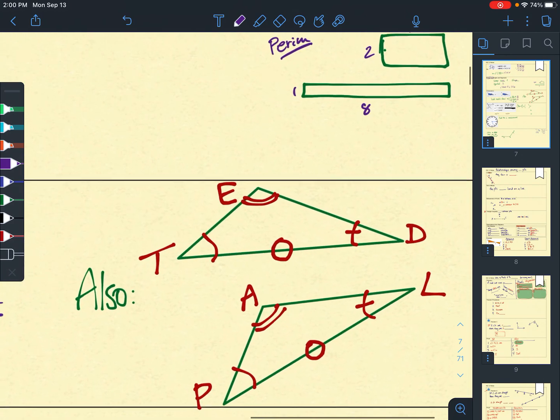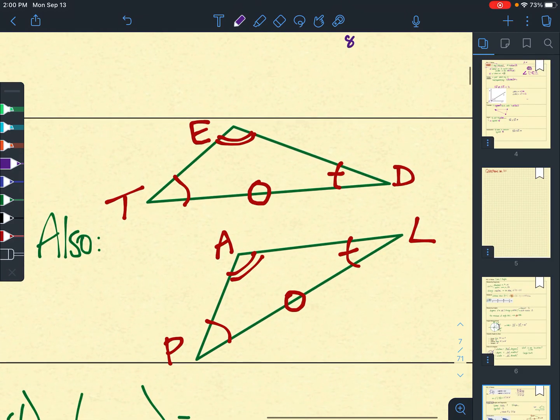Now, angles, be careful. I'm not going to write it. You don't need to copy this down. I just want to highlight something with angles. Angle T and angle P, since they both have one little hash mark, they'll be congruent, right? So likewise, angle E and angle A. Notice how I marked angle D and L slightly different. Yes?